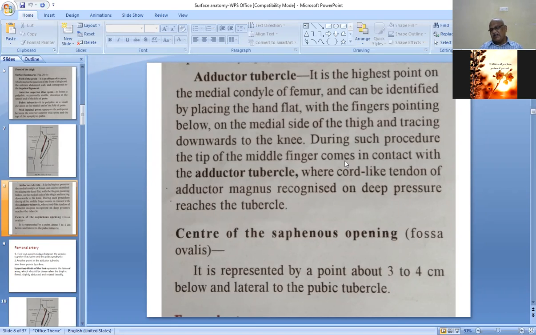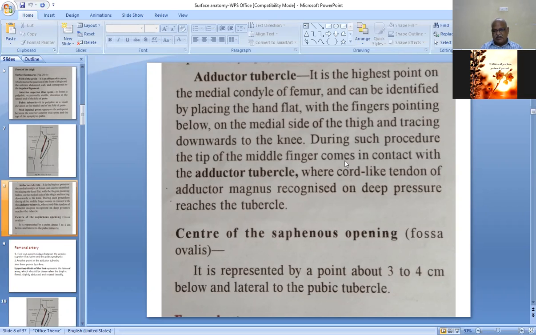Why is it called the adductor tubercle? Adductor magnus has attachment with the adductor tubercle. So the adductor group of muscles has attachment with this. That's why it is called the adductor tubercle. Adduction means movement towards the midline. Abduction means movement away from the center.